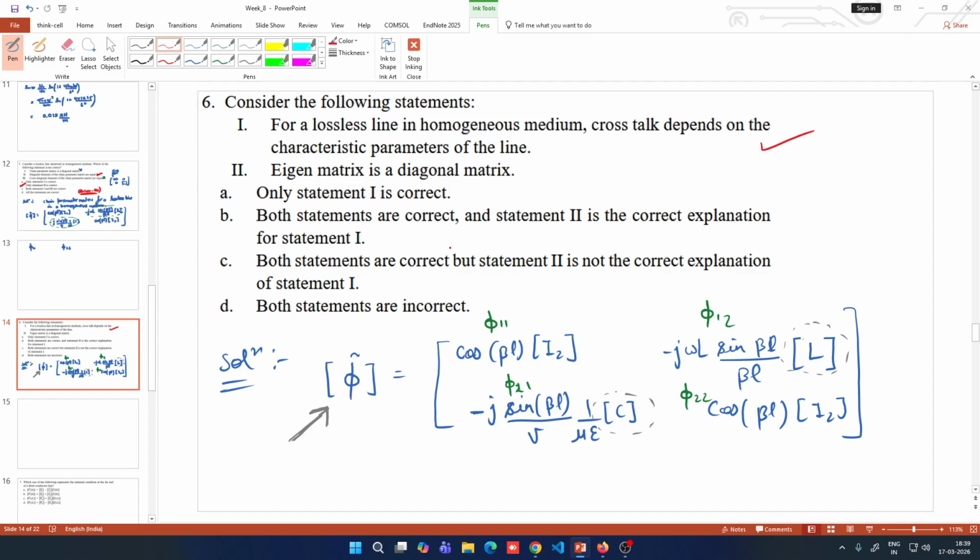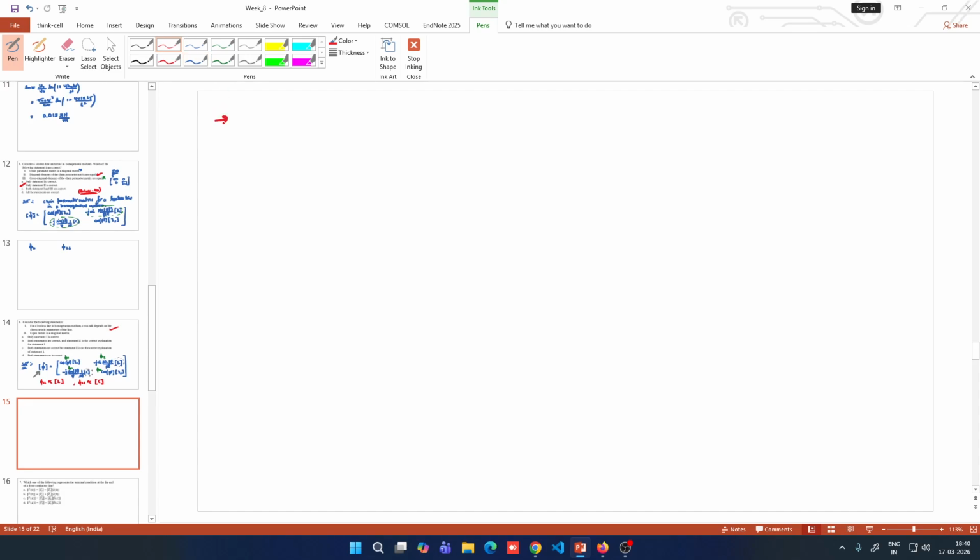And for a lossless line in homogeneous medium, eigenmatrix is a diagonal matrix, which implies that cross diagonal elements of the chain parameter matrix depend on L and C such that phi12 is directly proportional to the per unit length inductance matrix, and phi21, these are all cross diagonal elements, right? It's directly proportional to C. And the diagonal elements of the chain parameter matrix are real and equal.